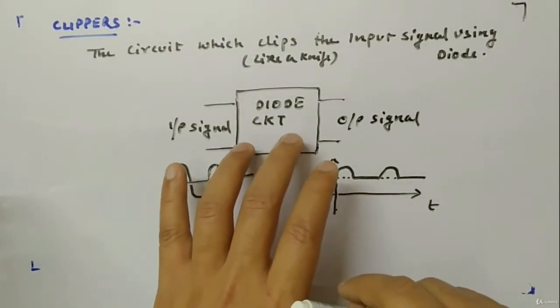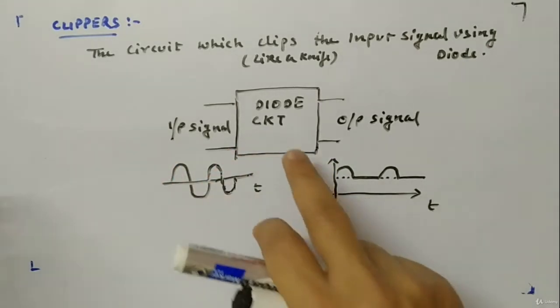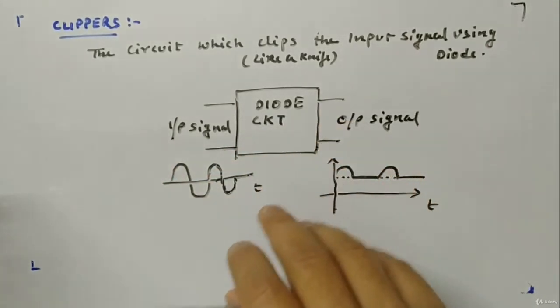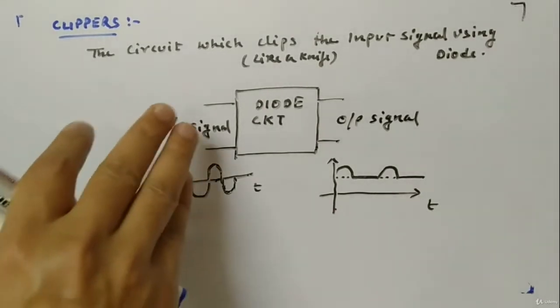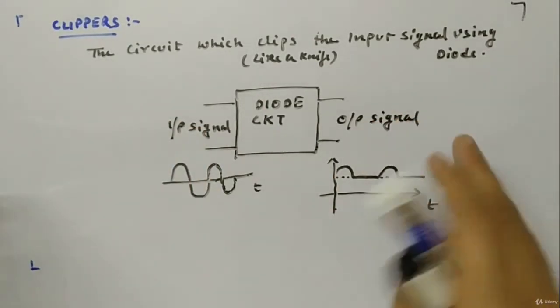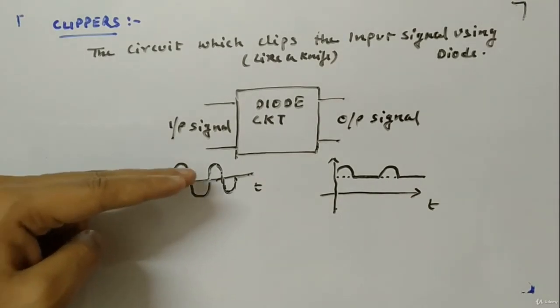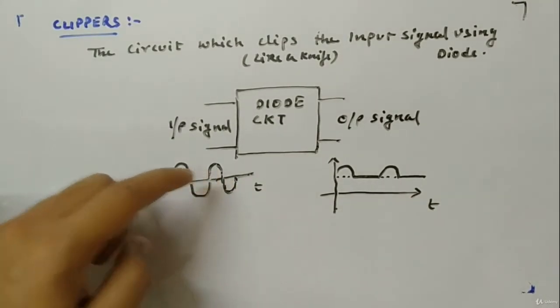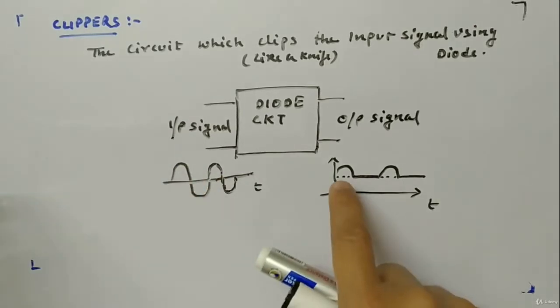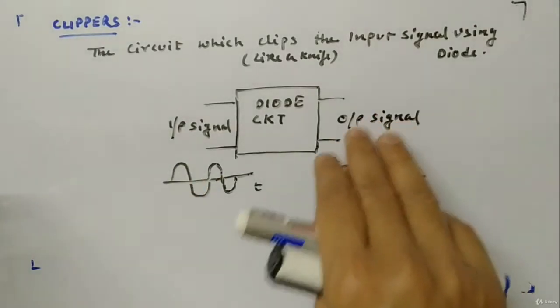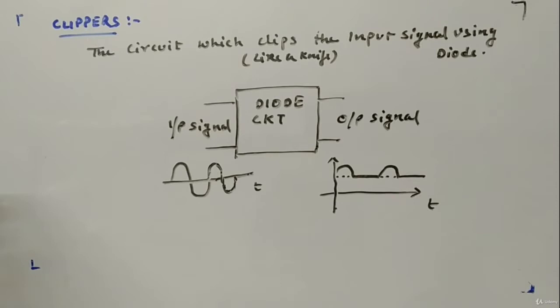Let's say this box consists of some diode arrangement with a resistor, and you give an input signal from here. At the output you will get a clipped signal. This is as if the input is clipped from the center of the half cycle. So this is what you are getting at the output of the circuit.